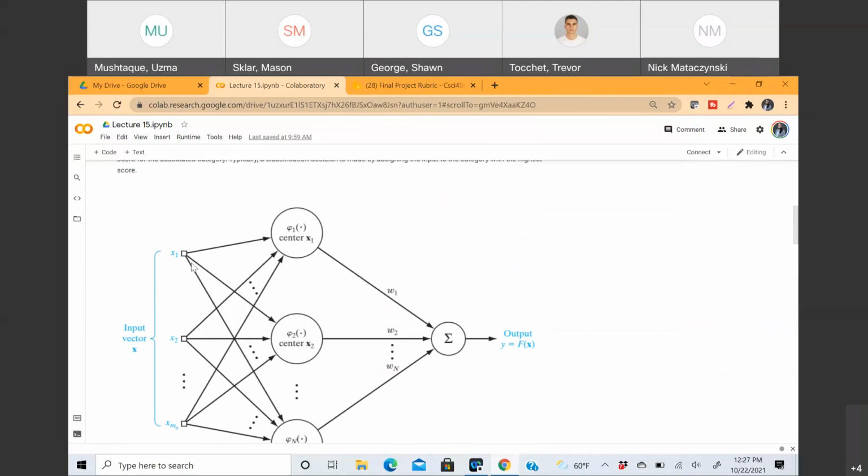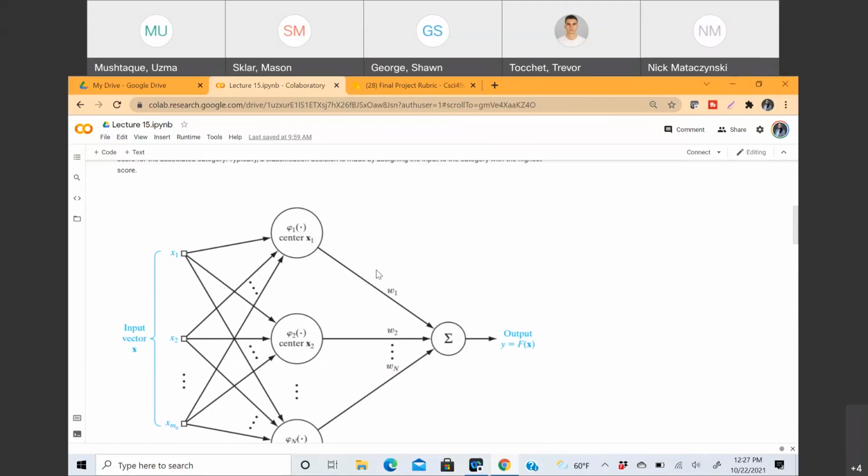Because for every input x1 or x2 and so on, the input that's nearest to my centroid will have the highest activation for that. So in some ways it will be allocated to that. And maybe I forgot to mention that.